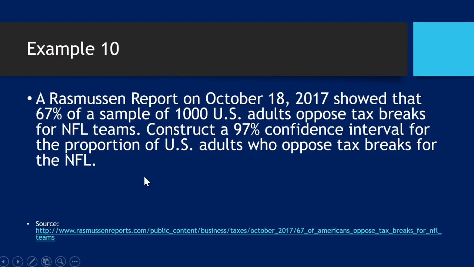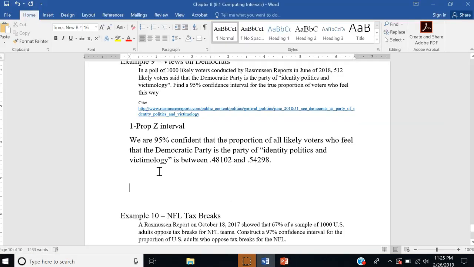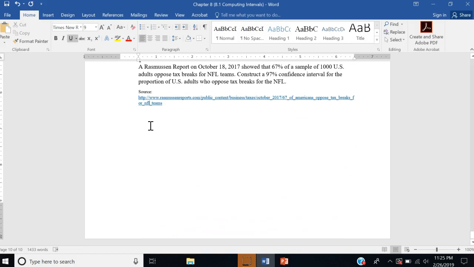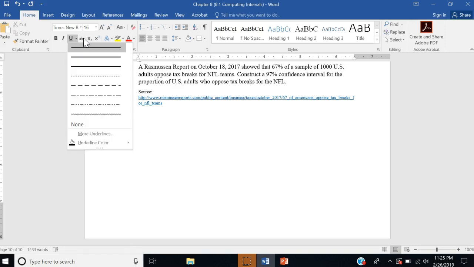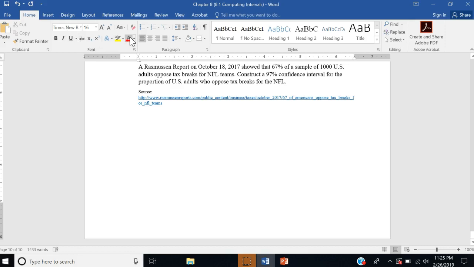All right, so here's what we're going to do. We read the question about tax breaks for NFL teams, and what we see is that 67% of people said they don't like them. So they oppose tax breaks for the NFL. Now, obviously, we're talking about proportions here. I want to underline that. So we're dealing with a one prop z interval again. We know that's in our calculator. The inputs are the number of successes and my sample size. That would be a lowercase n.